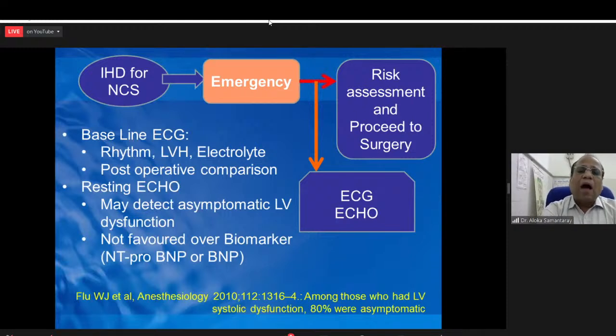The second thing that some people may favor is doing a resting echocardiography, because even in emergent surgery, in most tertiary care centers, it may be available. A focused ultrasonography or echocardiography with a handheld probe is also very good, because many times 80% of the patients who have asymptomatic LV dysfunction pose some problem in the postoperative period. So with a handheld echocardiography, this can be found in the preoperative period. But with the advance of biomarkers, this has gone out of favor in a few of the society guidelines.